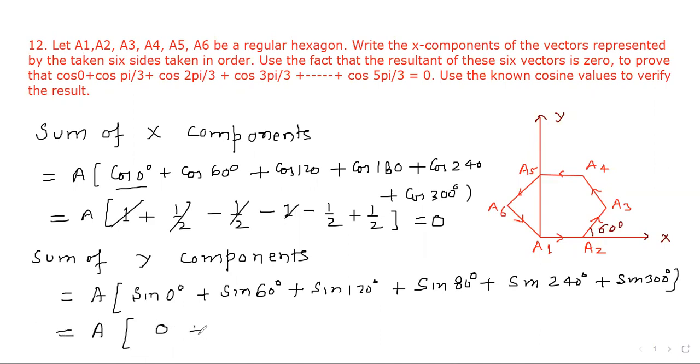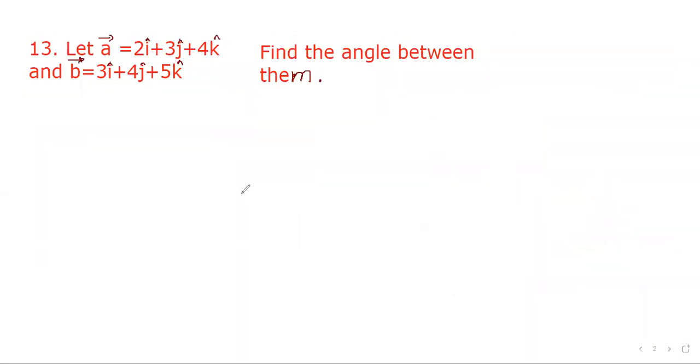Now, let's write the values. This is 0. This is root 3 by 2. This is also root 3 by 2. This is 0 for 180. This is minus root 3 by 2. And this is also minus root 3 by 2. So the answer is 0. Hence, our proof is complete.